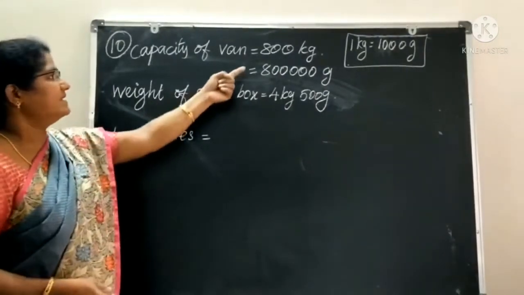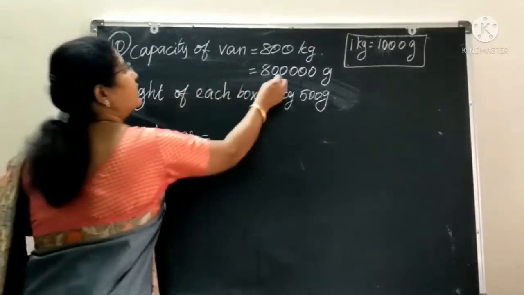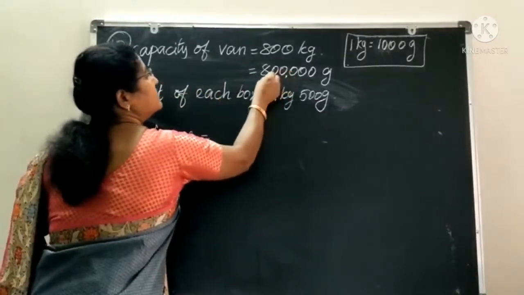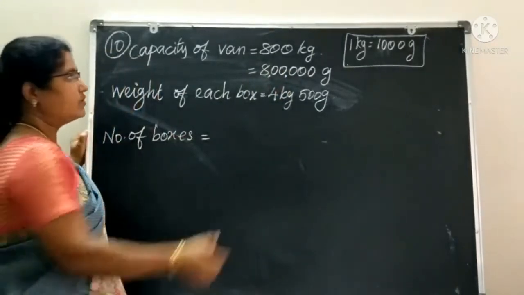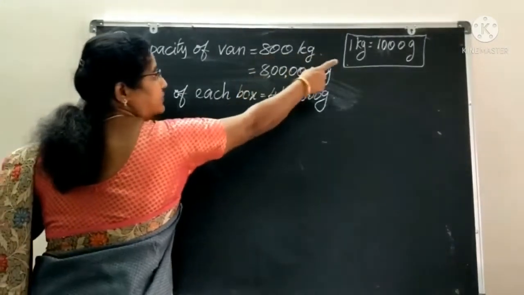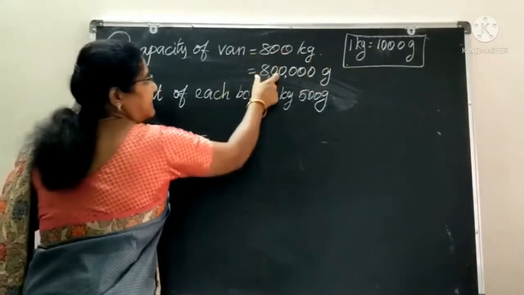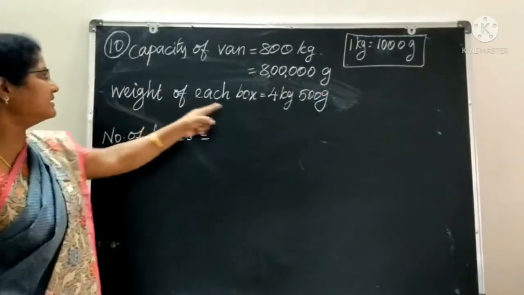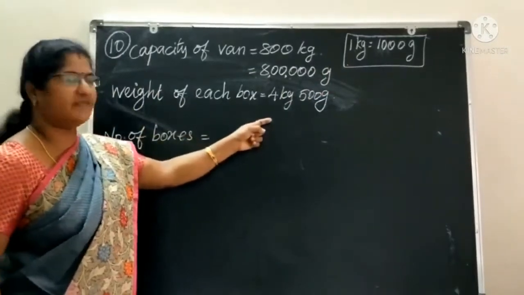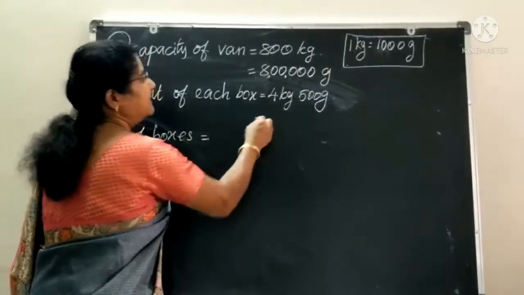So, this 800 kg, how much in grams? 800 kg is equal to 8 lakh grams. So, we multiply 800 into 1000. So, this 800 for 1000, 3 digits, 3 zeros. Now, we convert each box weight. This is also in gram.